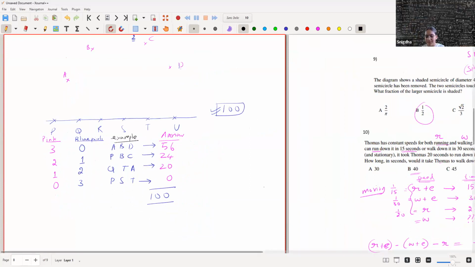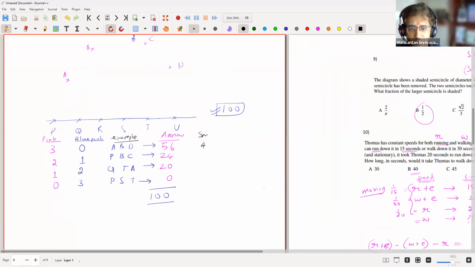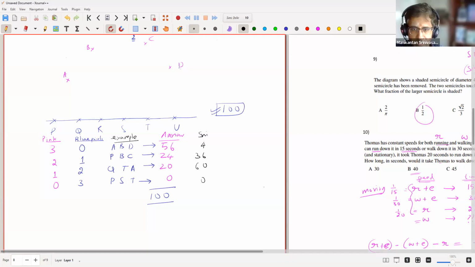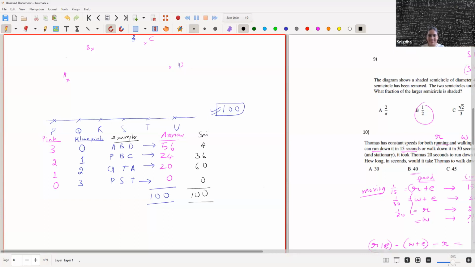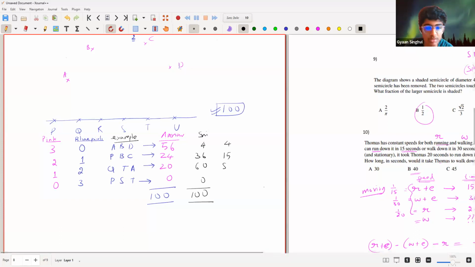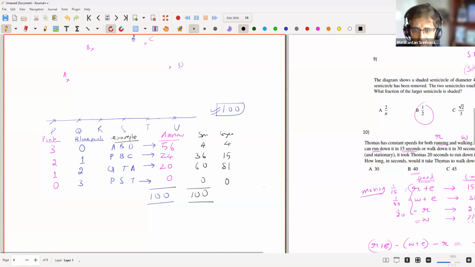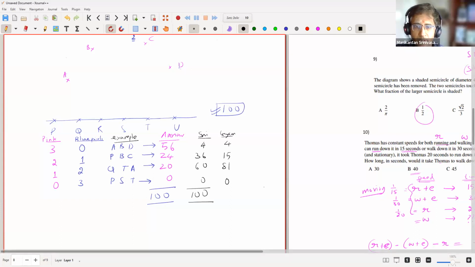I got 4 for 3 pink points. Okay. 36. Okay. And 60. Okay. That's Snigdha. Anyone else? Sir, I got 4, 15, and 81. 4, 15, and 81. This is Gyan. Okay.